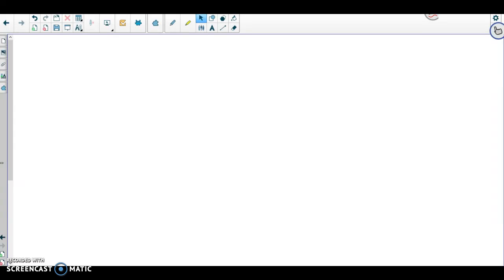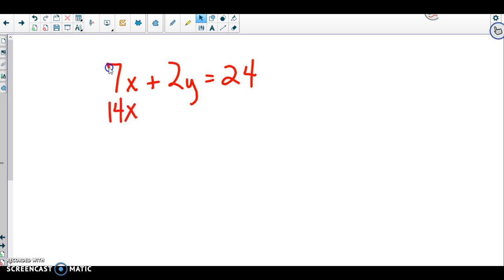Okay, I wanted to give a couple of examples for the elimination method. So let's just take a look at a couple of them here. Maybe I have something like 7x plus 2y equals 24. And the other one would be 14x plus 4y equals 48.